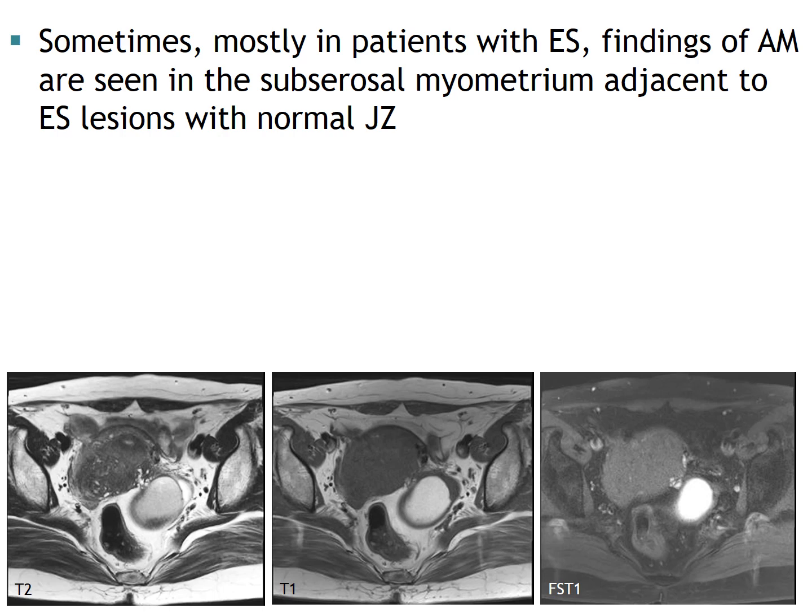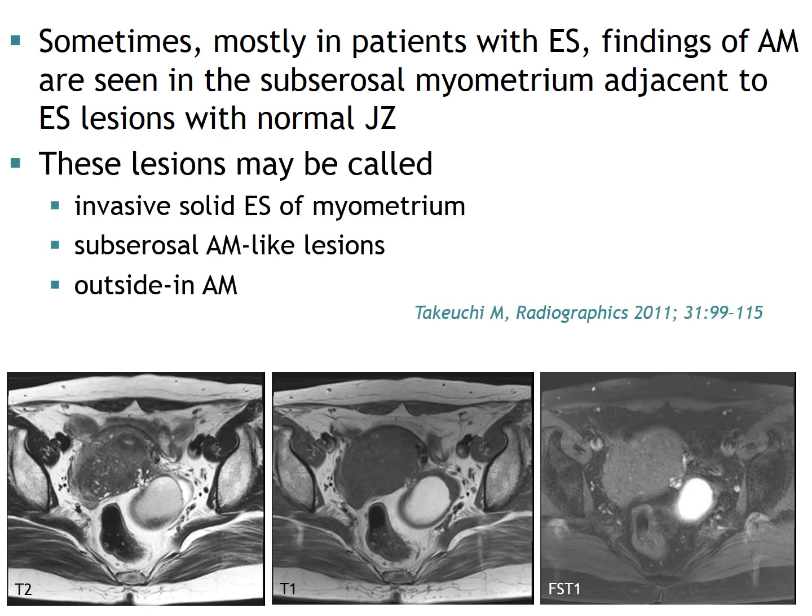normal junctional zone. Probably these lesions of adenomyosis are a result of infiltration from lesions of endometriosis, and so these lesions may be called invasive solid endometriosis of myometrium, subserosal adenomyosis-like lesions, or outside-in adenomyosis. Personally, I prefer using the last term, outside-in adenomyosis. You may clearly see continuity of hemorrhagic lesions of endometrioma and adenomyosis on this fat-suppressed T1-weighted image.